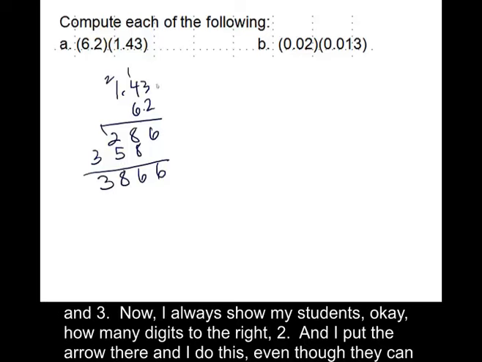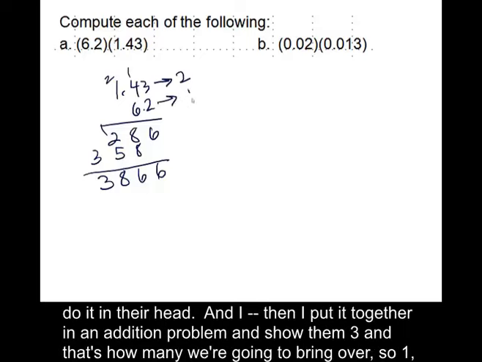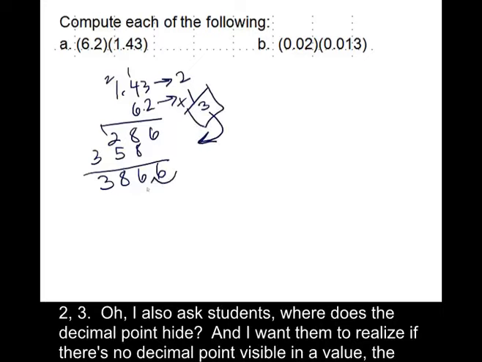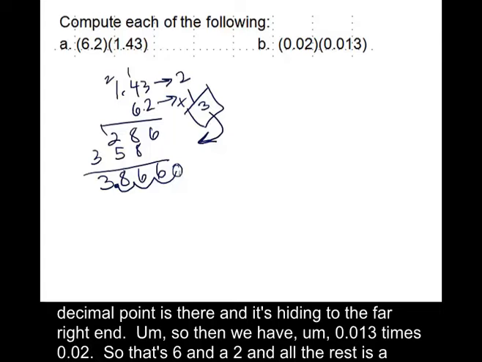Now I always show my students, how many digits to the right? 2, and I put the arrow there, even though they can do it in their head, and then I put together an addition problem and show them 3, and that's how many we're going to bring over. So 1, 2, 3. Oh, I also ask students, where does the decimal point hide? I want them to realize that if there's no decimal point visible in a value, the decimal point is there and it's hiding to the far right end.